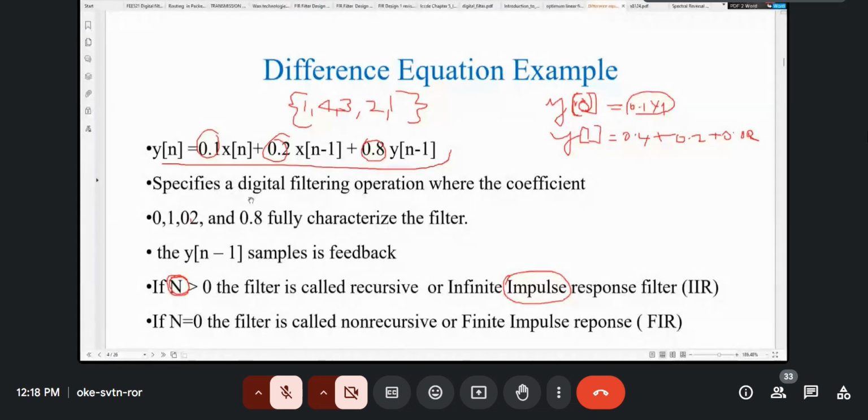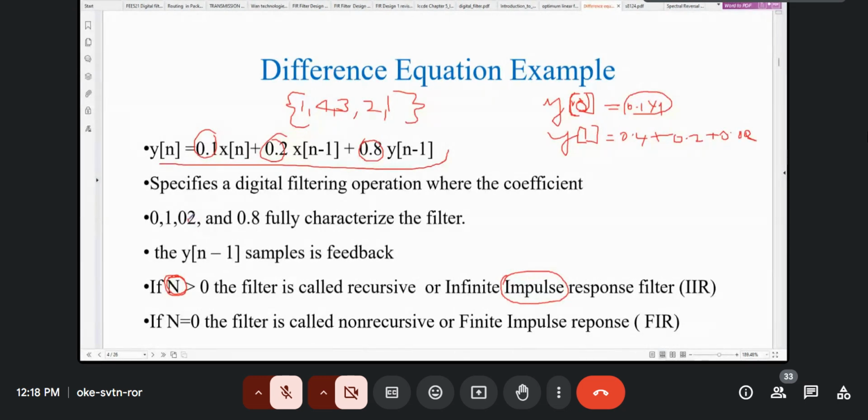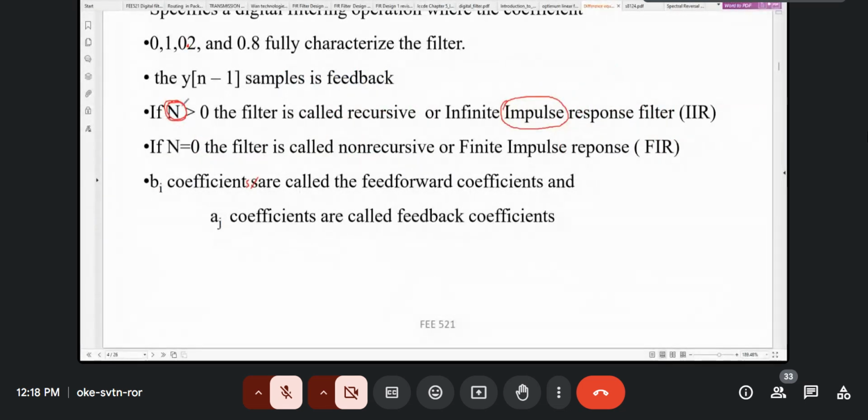So this specifies the digital filtering operation where the coefficients 0.1, 0.2, and 0.8 fully characterize the filter. The y of n minus 1 sample is feedback. If N is equal to 0, it means that we don't have feedback.